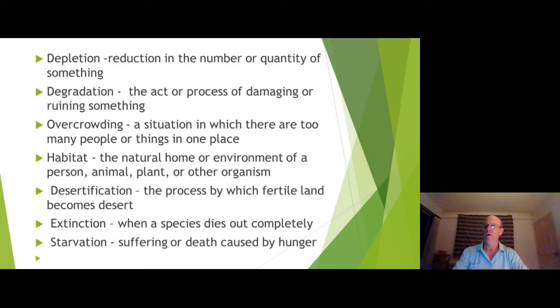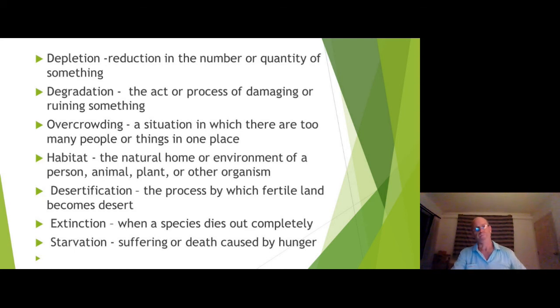However, now scientists tell us that there's what's called a mass extinction. Many more species of animals are dying because of human activity and environmental destruction. And finally, starvation means suffering or death caused by hunger, not having enough to eat.